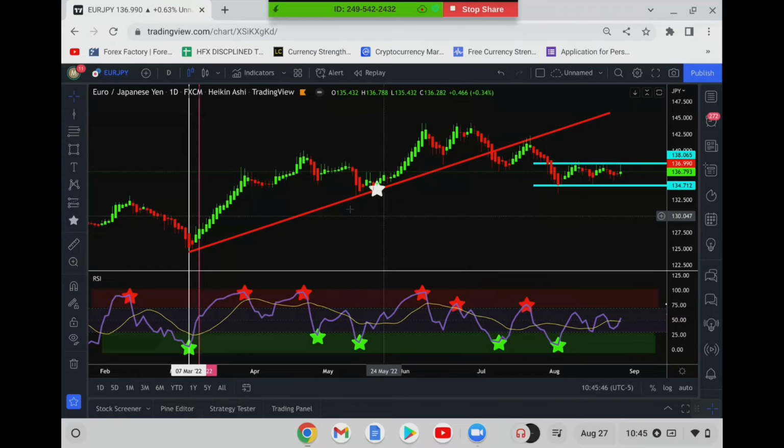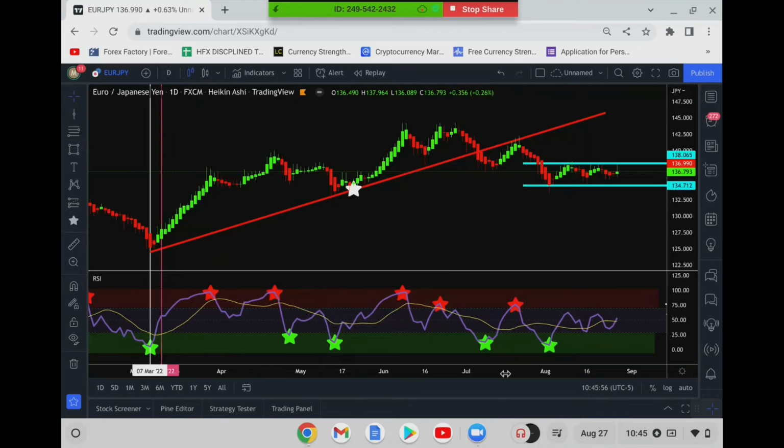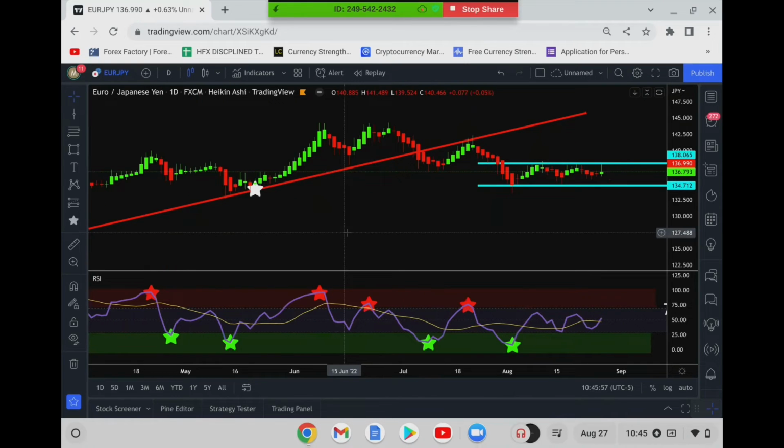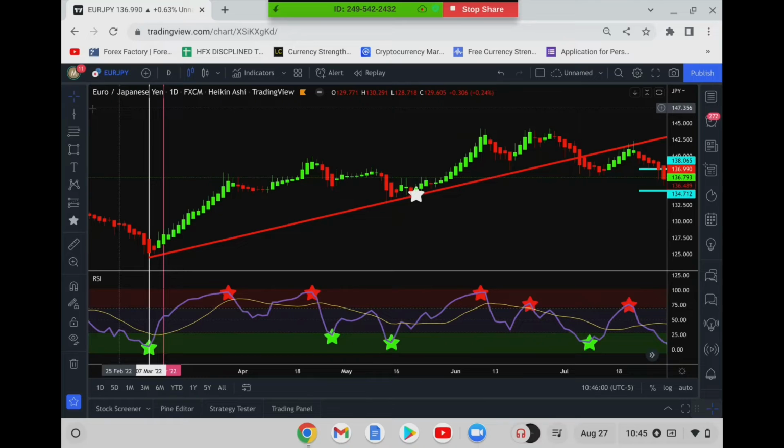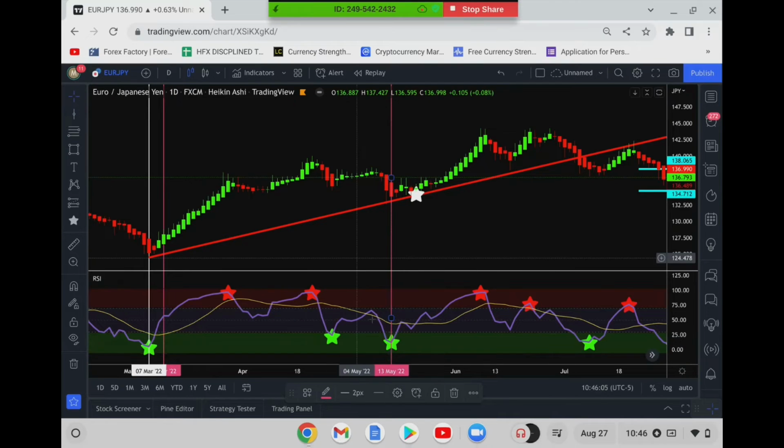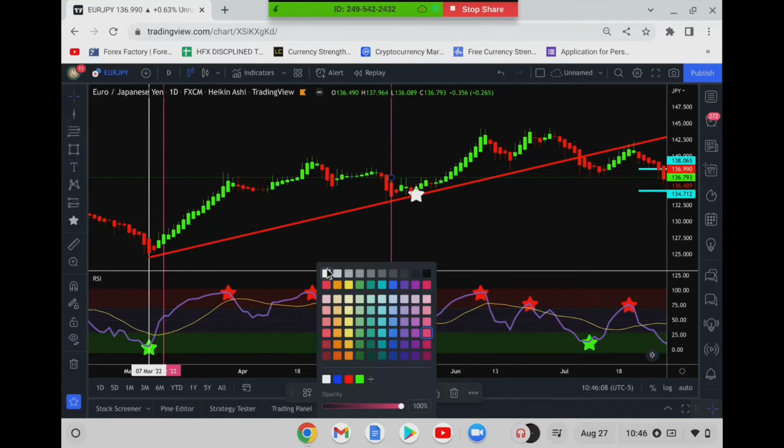So let's go ahead and just talk about our confirmations down here at the bottom. Let's go ahead and line this up. We have an oversold signal right here with this green star. This is our oversold signal.